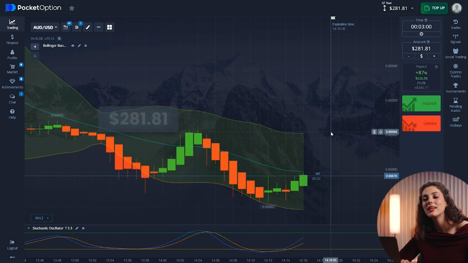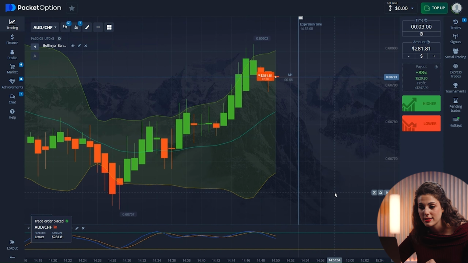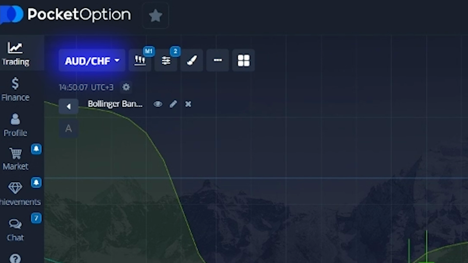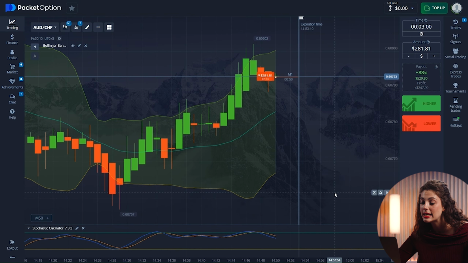$281 on the balance, and it's time to look for a new trading opportunity. Friends, look at the chart. Another good entry point for a trade with the currency pair Canadian dollar and Swiss franc. I opened a trade on a small pullback, but everything else is according to the same system you're already familiar with.